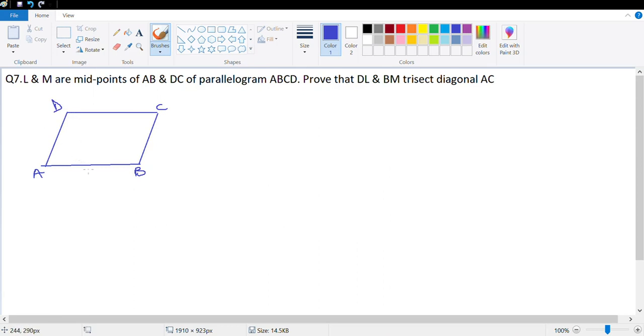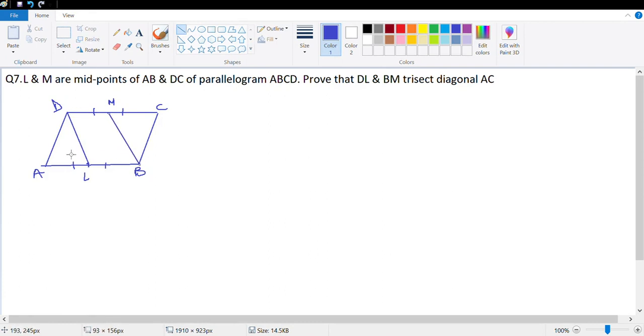L and M are midpoints. So this is L, midpoint of this, and this is M, midpoint of this. Why are they equal? Since AB is equal to CD, half of AB will be equal to half of CD. Perfect. ABCD is a parallelogram. Prove that DL and BM trisect diagonal AC. So let's join DL and BM.